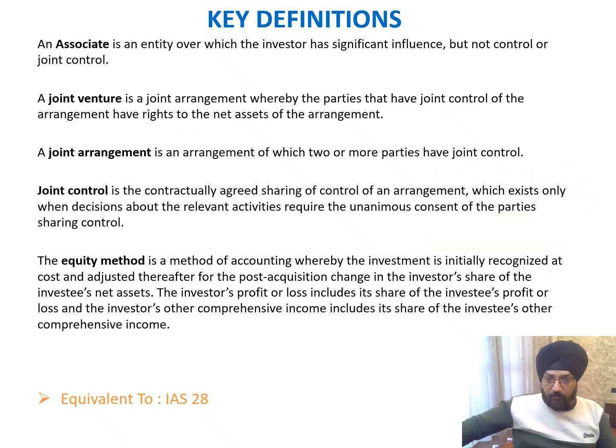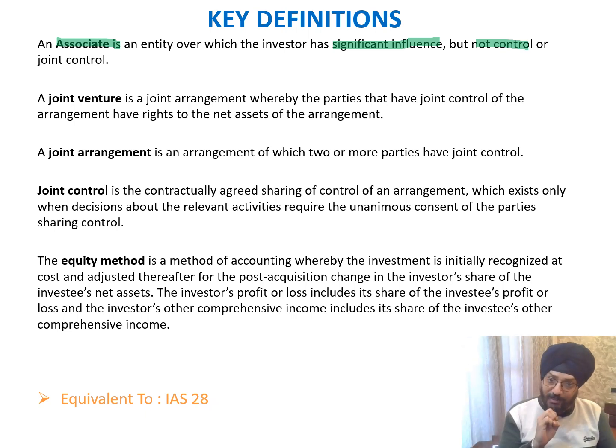Okay, now we'll quickly have a look at some of the key definitions which are important with relevance to Ind AS 28. The first one is associate. An associate is an entity over which the investor has significant influence, but not control. This is most important because it has to be significant influence, which means that it has the significance to take decisions for any policy or any financial decision, but it cannot control those decisions.